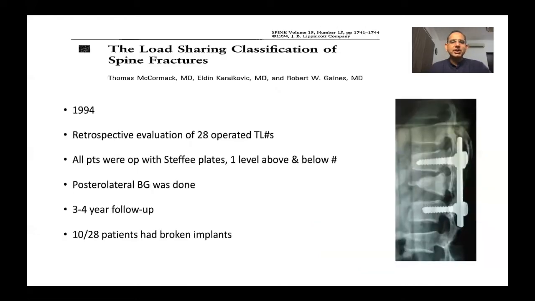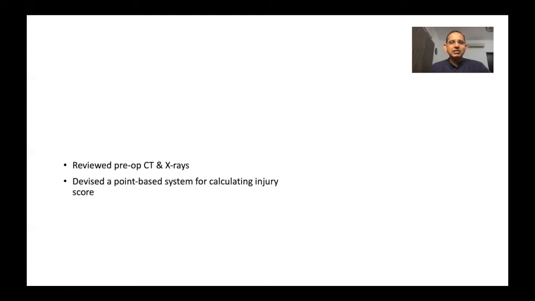At the same time, three gentlemen, McCormack, Gaines, and Harri Kovic, together came up with what came to be known as the load-sharing classification of spine fractures. They retrospectively evaluated 28 of their operated fractures. These were already operated with Steffee plates, one level above and one level below. They had also done posterolateral bone grafting and followed them up for 3 to 4 years. However, what they noticed was that 10 out of 28 of their patients had broken implants. What they actually did was that they reviewed their preoperative CT scan and X-rays, and based on that, devised a point-based system for calculating the injury score.